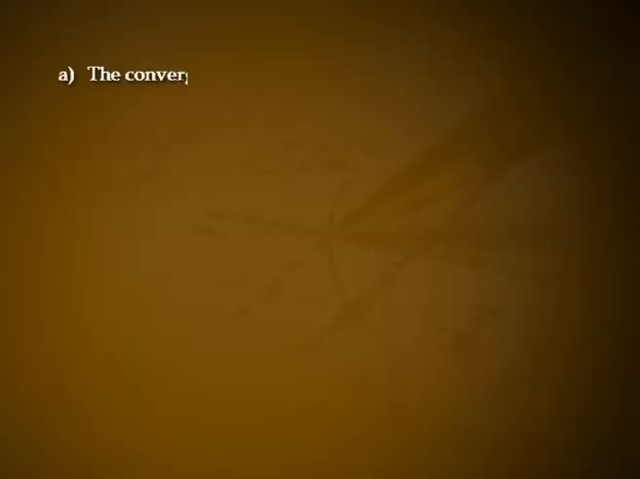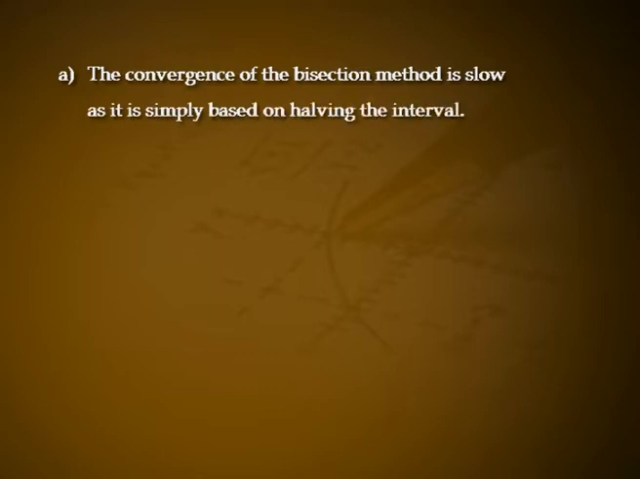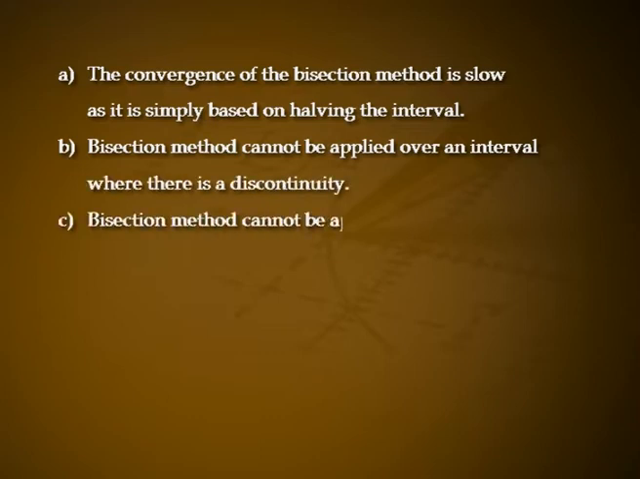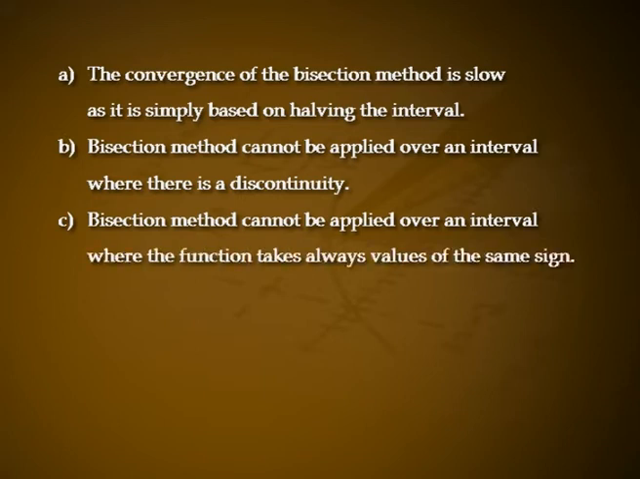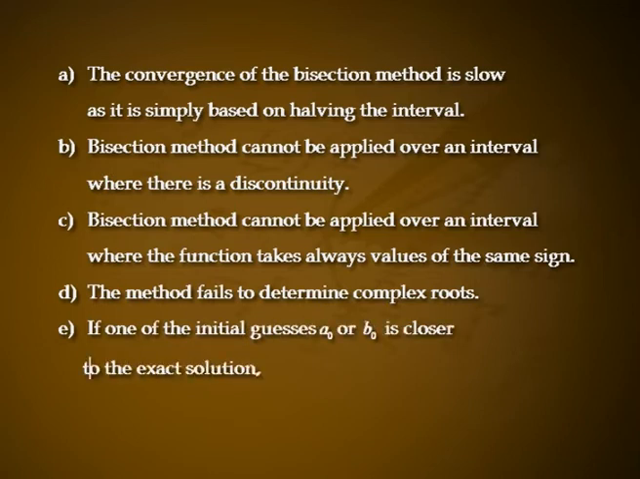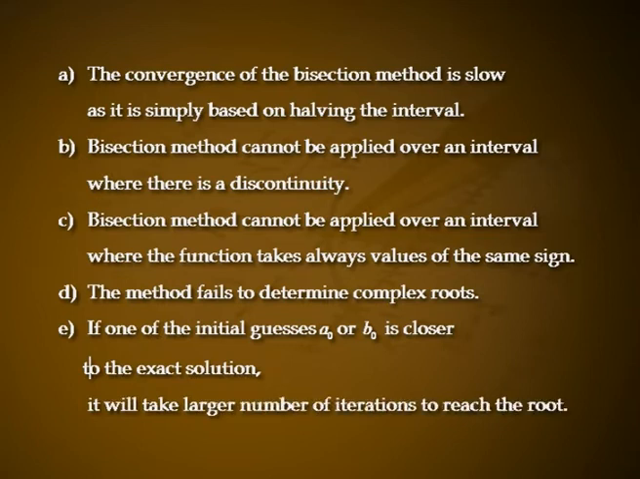Demerits of the bisection method. The convergence of the bisection method is slow, as it is simply based on halving the interval. The bisection method cannot be applied over an interval where there is a discontinuity. It cannot be applied over an interval where the function always takes values of the same sign. The method fails to determine complex roots. If one of the initial guesses a0 or b0 is closer to the exact solution, it will take a larger number of iterations to reach the root.